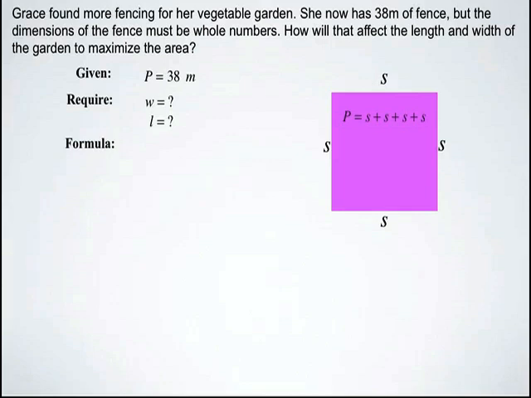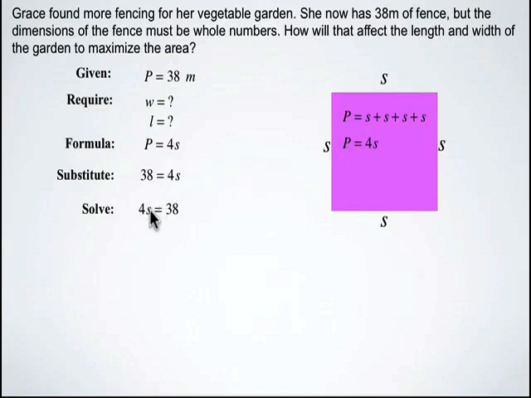The formula we're going to use, since it's going to be a square, is we've got all four sides being added up. And we're going to substitute in the perimeter that's given in the question, 38, and we're going to try and solve to figure out what the side length would be of a square that would maximize this area. We'll rearrange this to solve.